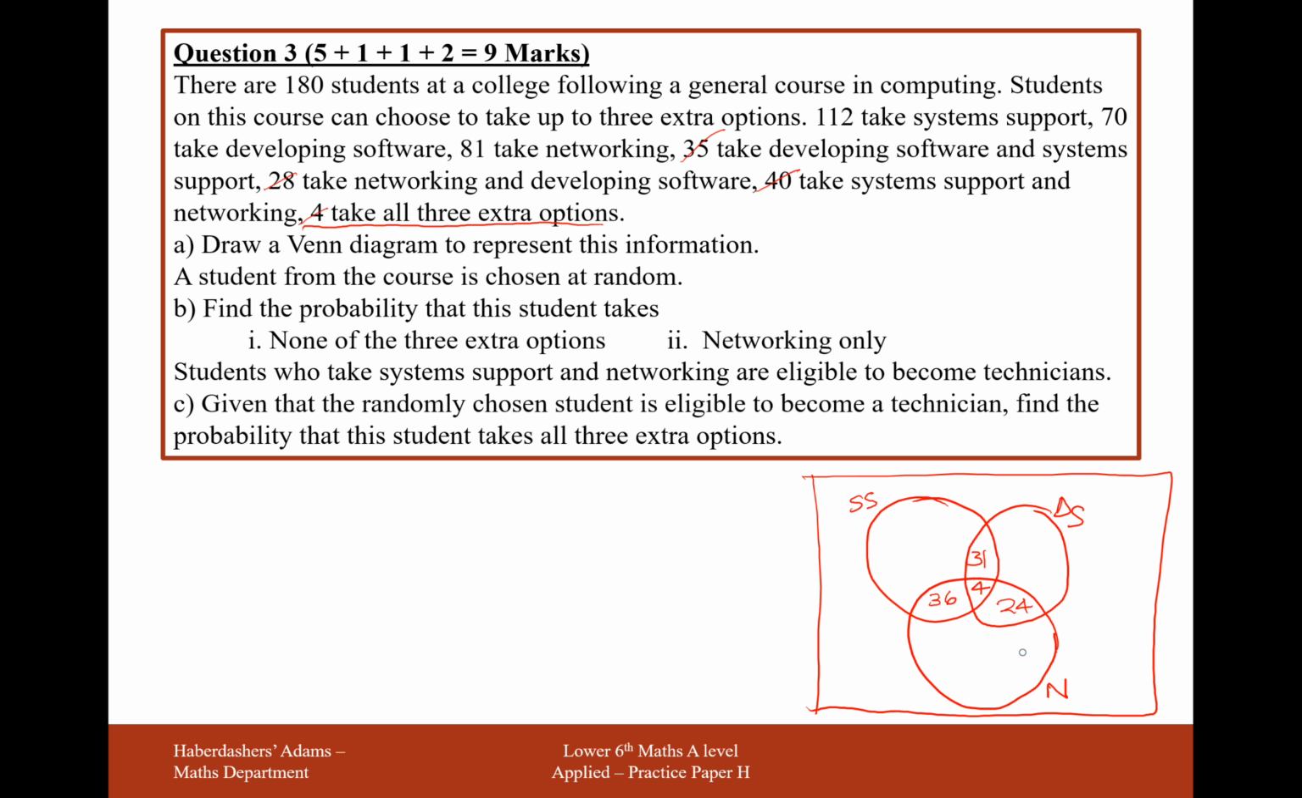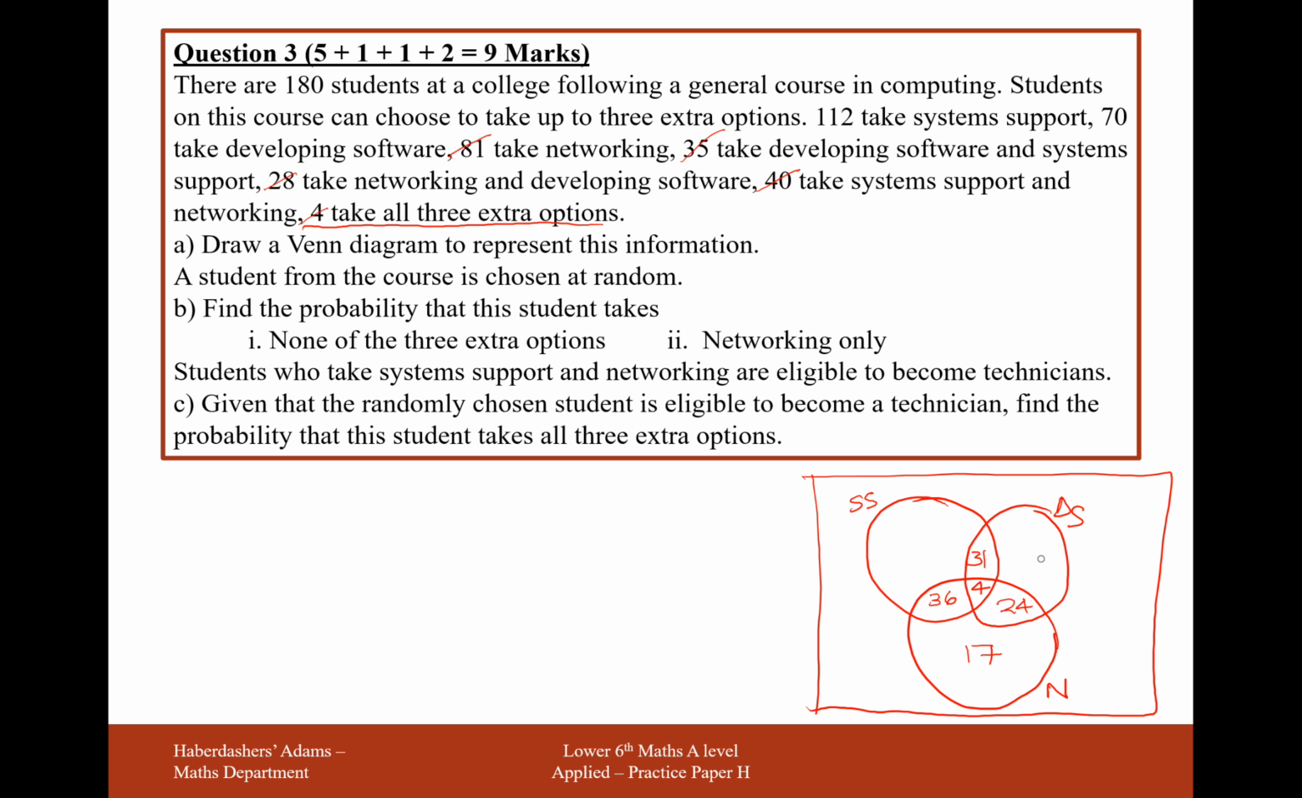81 take networking. Now if we've got 36, 4, that's 40, and 24 more, that's 64 students already inside this networking bubble, then what we're going to need are 17 more to sign up to make 81 in total in that networking bubble. Okay, if you add all these numbers up inside this circle here, you're going to get 81.